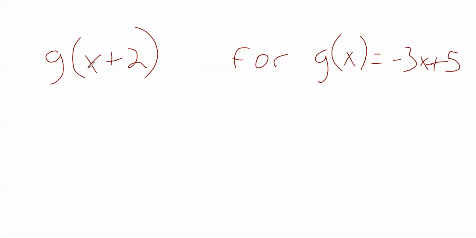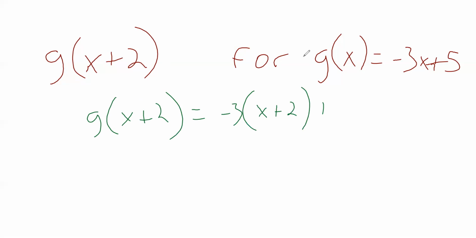And what it says is that earlier, remember if you had like f of 2, you were plugging a 2 in everywhere you saw x. Well, let that be your guiding principle here. Now we're going to plug an x plus 2 everywhere we see an x. We're going to do substitution. So this means that g of x plus 2 is going to be -3. And now instead of just putting x, we're going to put x plus 2.